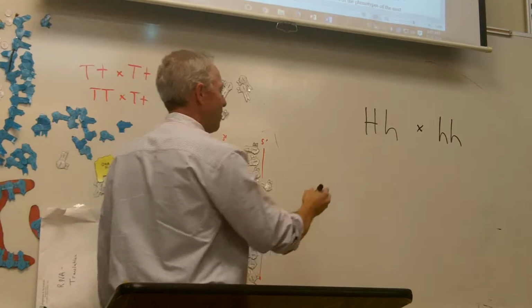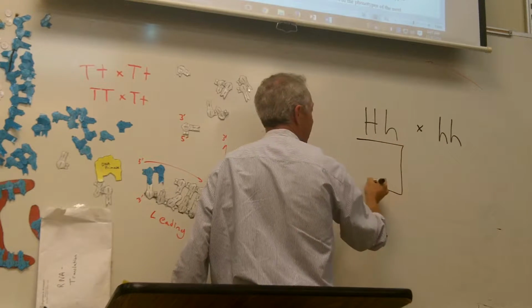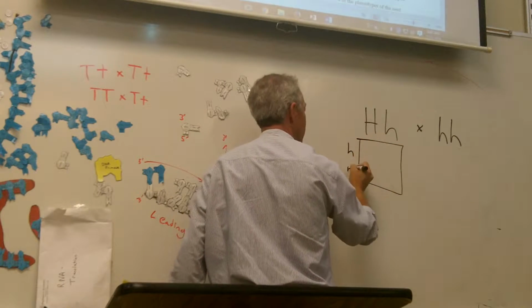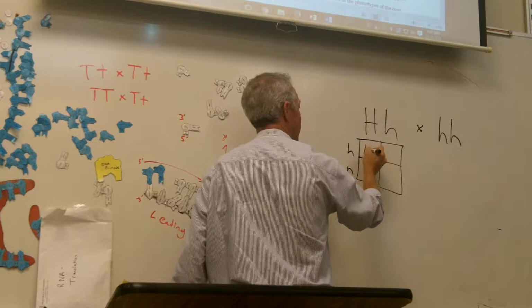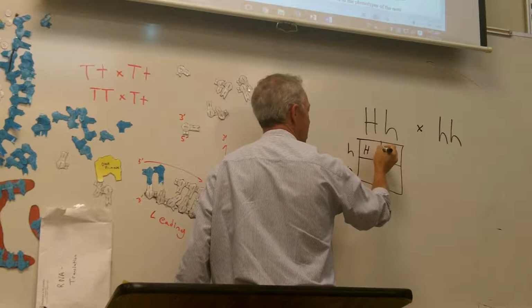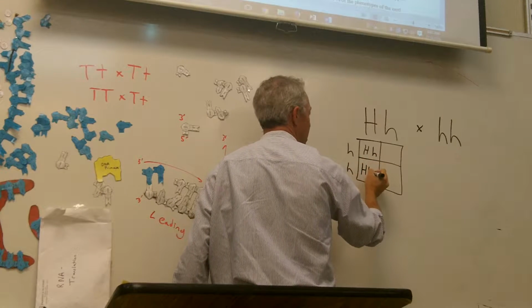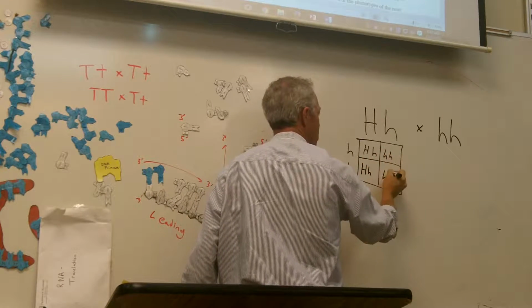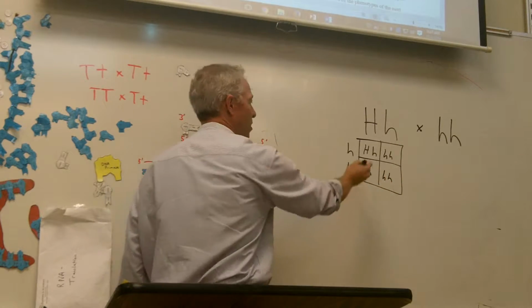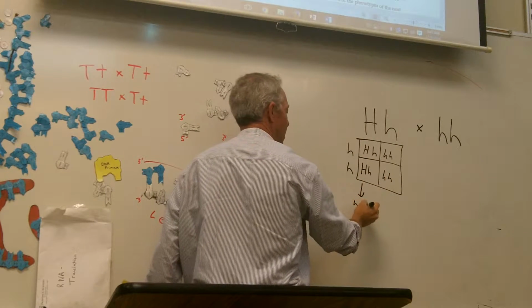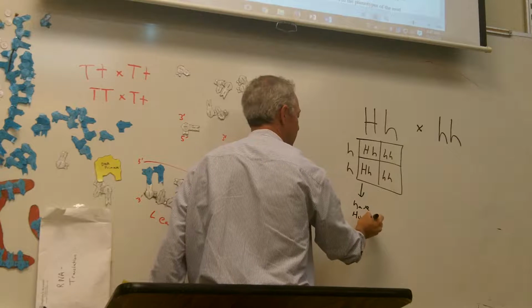Half their kids are going to have it. Half are not going to have it. Do you not need to have two big H's to have it? Nope, you just need one. That's what a dominant disorder is. In a dominant disorder, you just have to have one gene. Both of those have Huntington's.